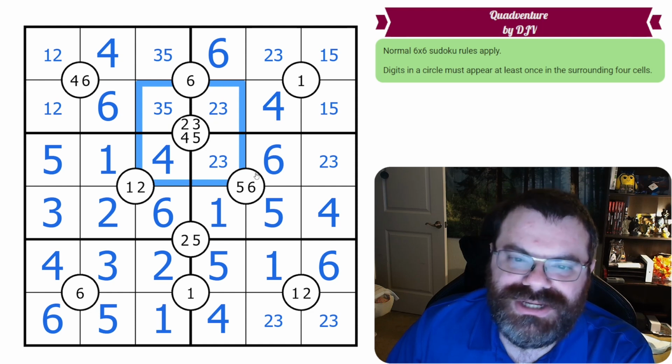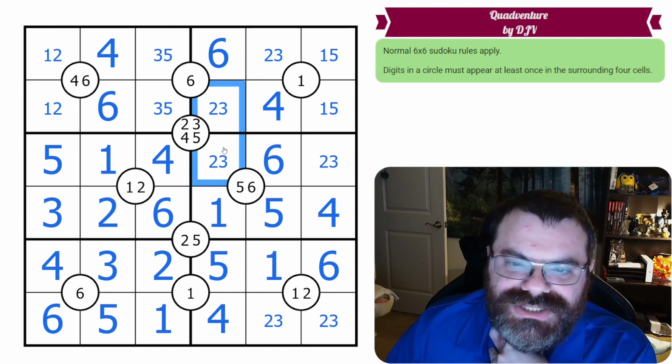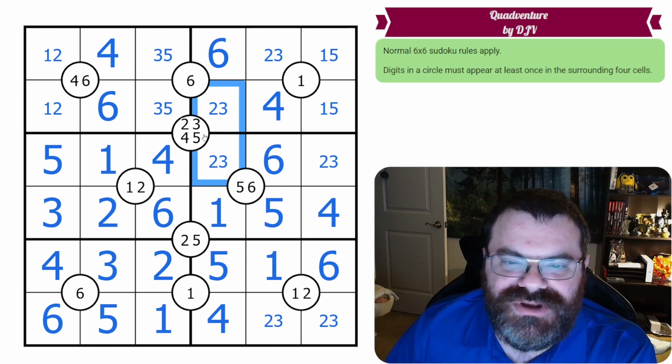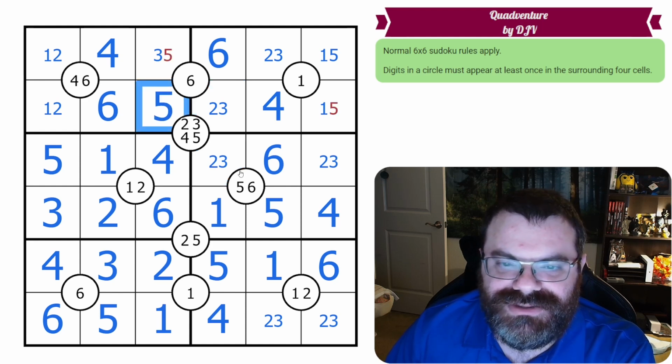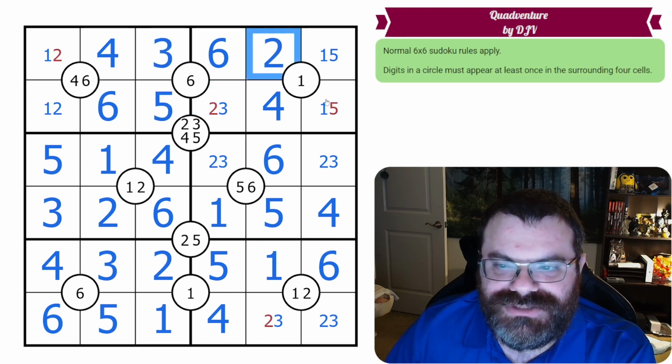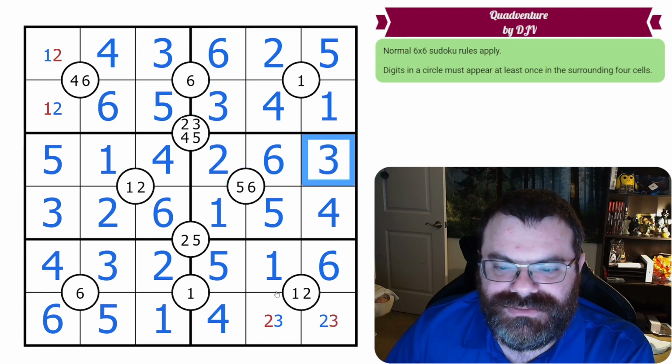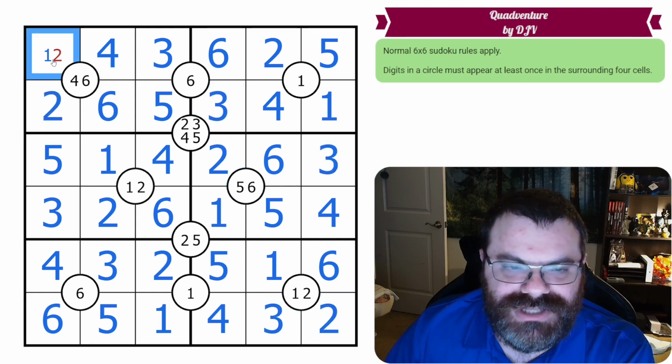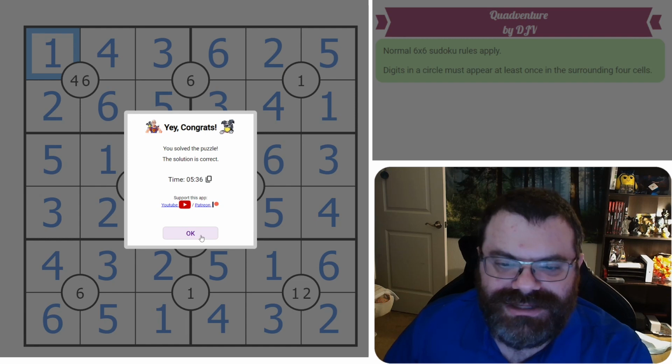Ah, it's this quad here. We have a 2, 3 pair within this quad. And so the 2 and 3 are accounted for. We're still going to need a 5. That's going to go here. All right. And that should finish everything up. That's a cool ending. It probably could have been done earlier, but I like ending on that.